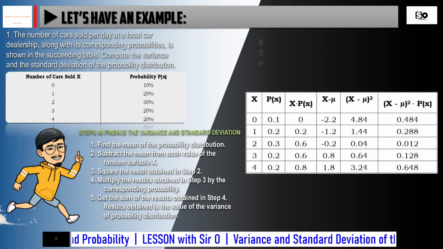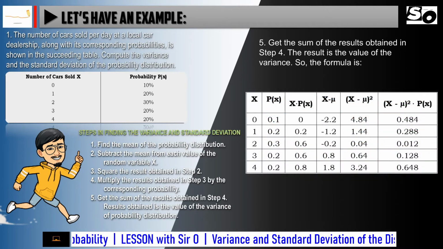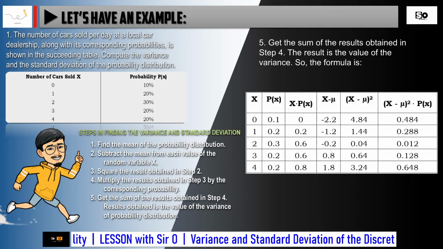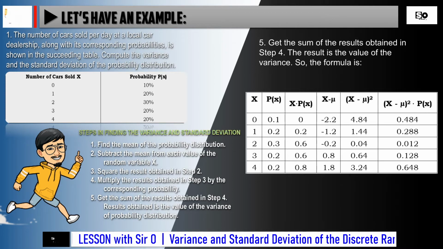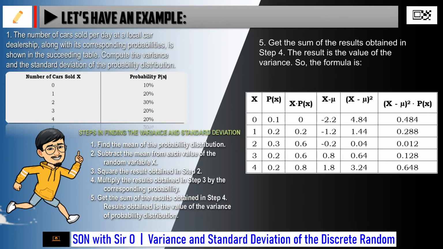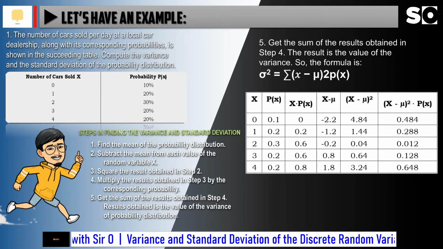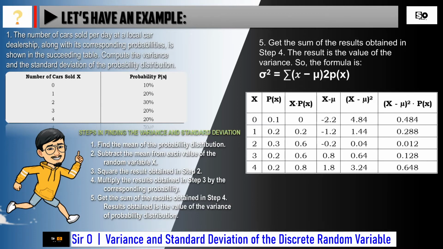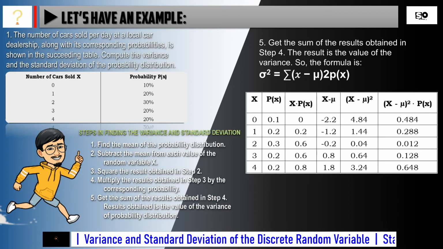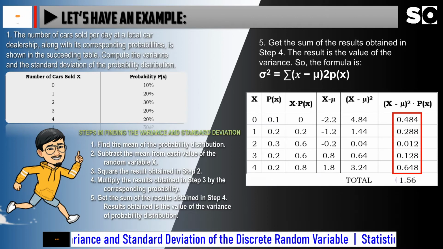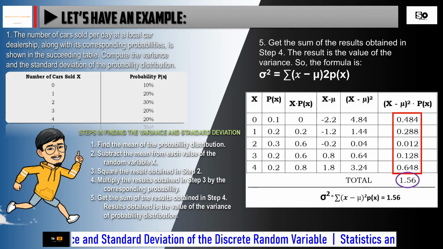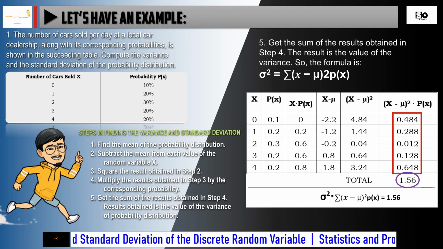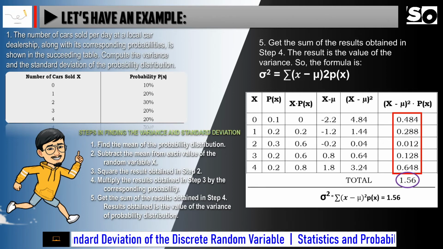The last step, step 5: get the sum of the results obtained in step 4. The result is the value of the variance. Using this formula, we add all the obtained values in step 4. So we have variance is equal to 1.56.